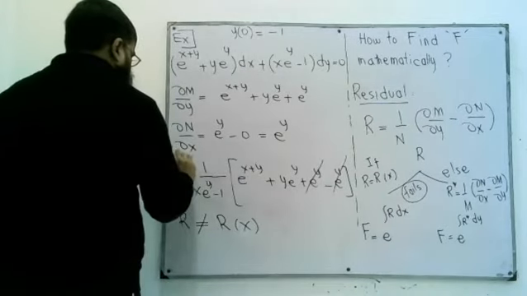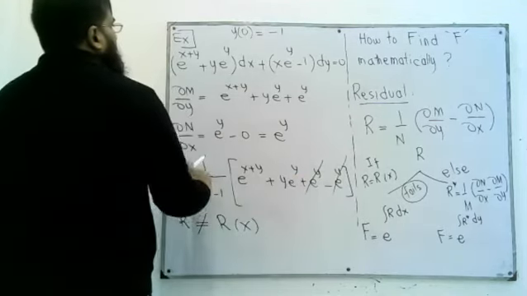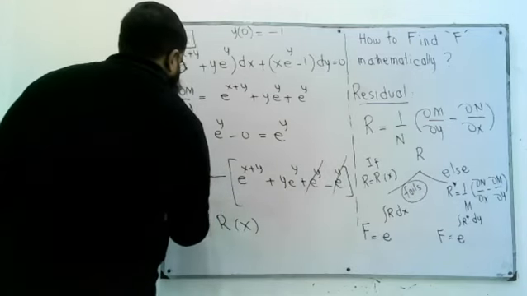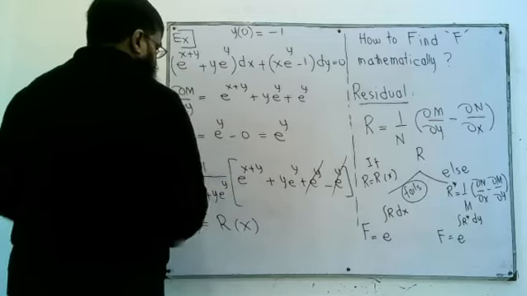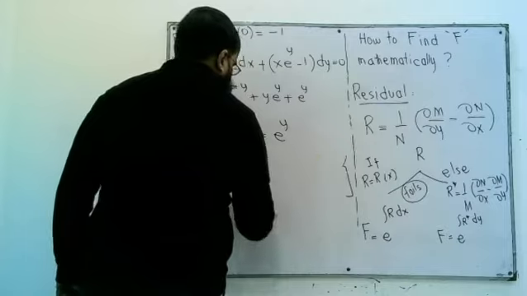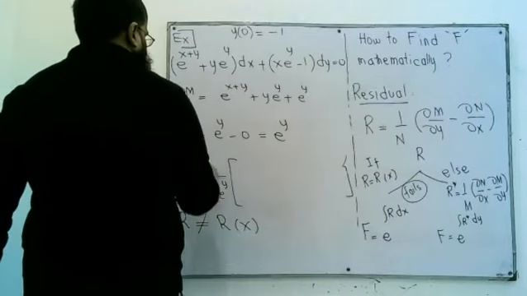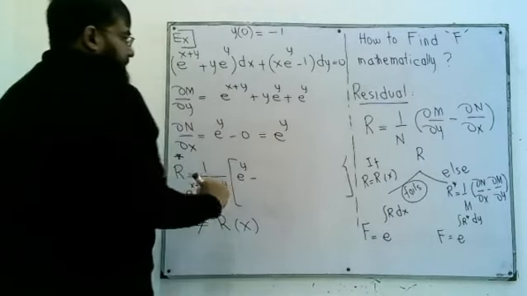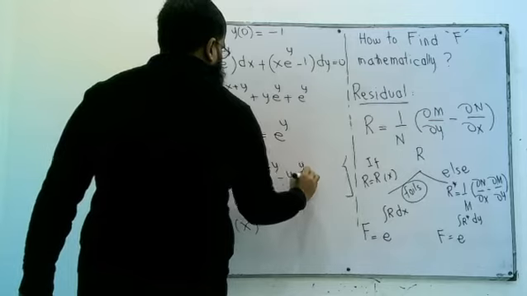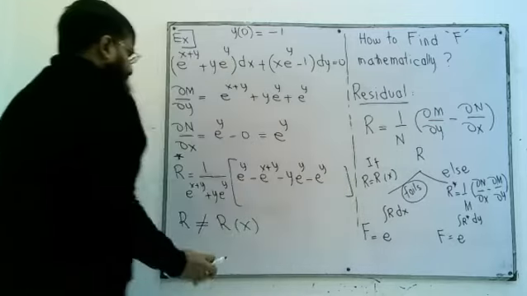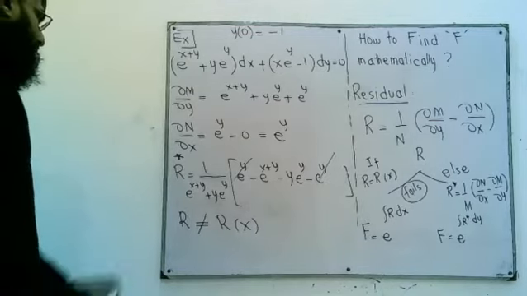That would be to compute r static, and that is, instead of 1 over n, now 1 over m. This is 1 over e to the x plus y e to the y, times partial n over partial x minus partial m over partial y. So partial n over partial x is e to the y minus e to the x plus y e to the y minus e to the y. So this e to the y cancels with this e to the y, and we are left with minus e to the x plus y.